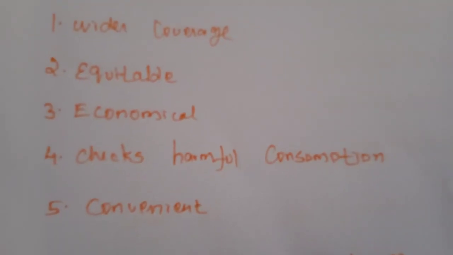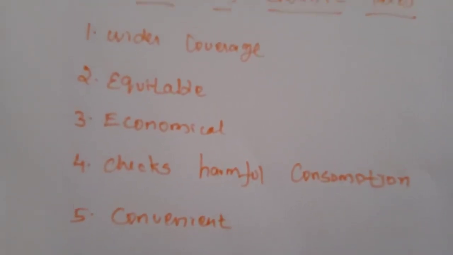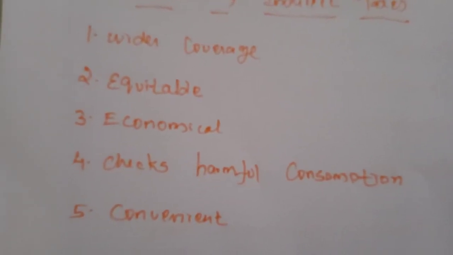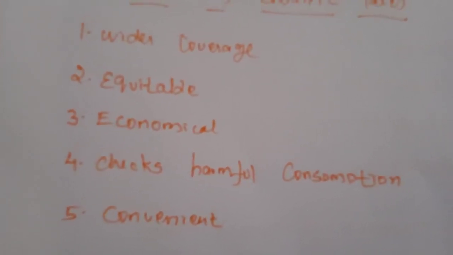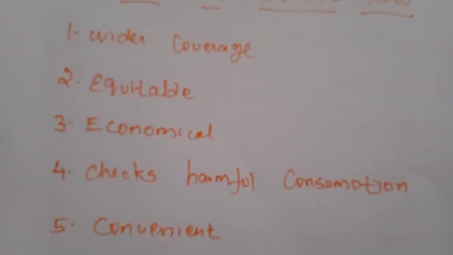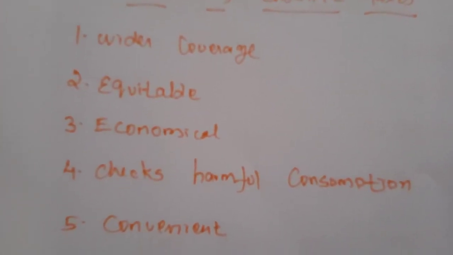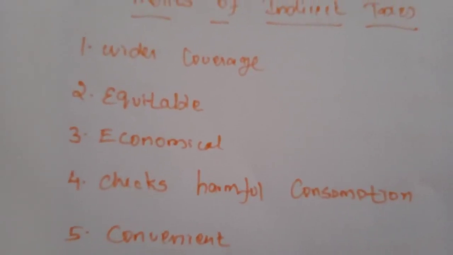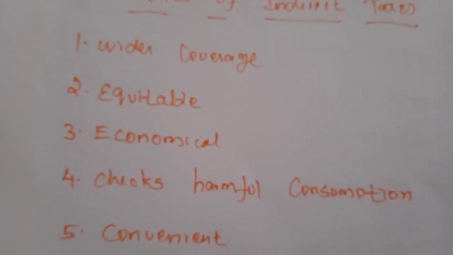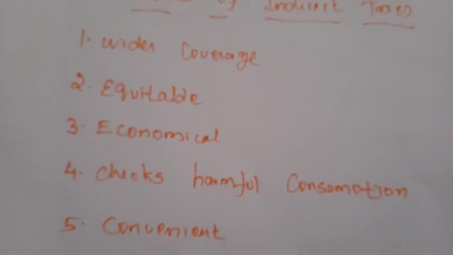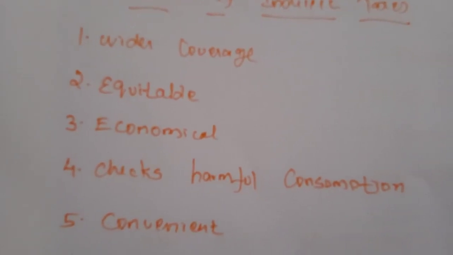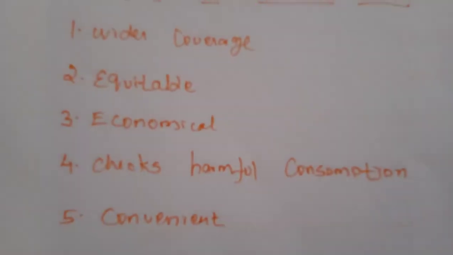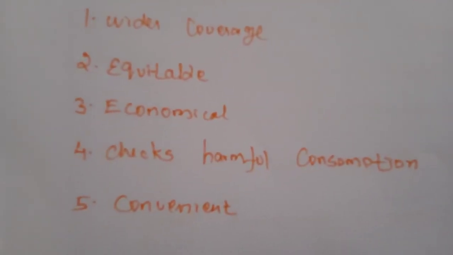Next, equitable. The indirect tax satisfies the canon of equity when a higher tax is imposed on the luxuries used by the rich people. This is considered equality because when we purchase any basic necessity of life, we have to pay only a little amount. But when rich people purchase comforts and luxuries such as a car or ornaments, they have to pay high taxes.